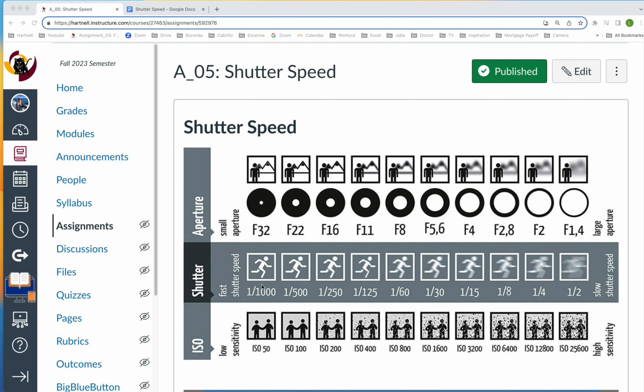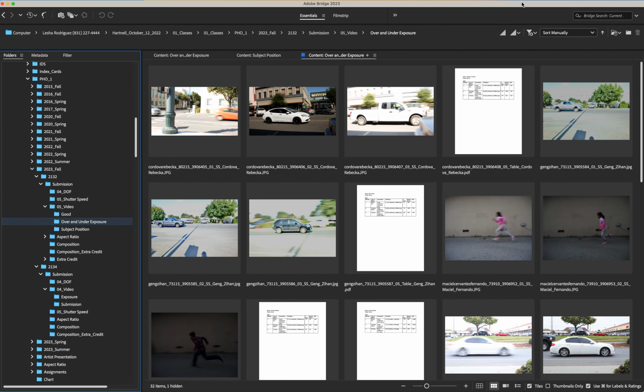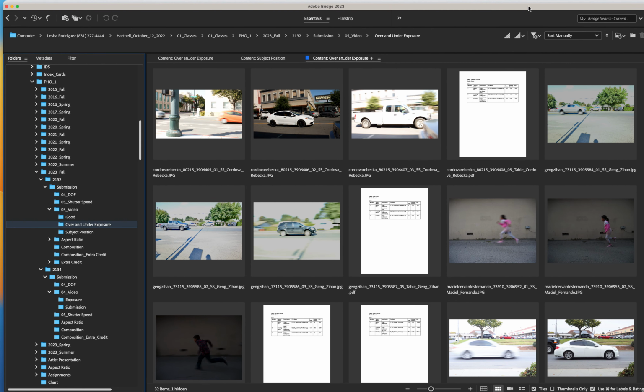Remember, if you want your subject to be nice and sharp, your shutter speed is going to be 1 over 1,000, 1 over 500, 1 over 250, and so on. The more we progress to the right side, the blurrier the subject is going to be. Now we're going to look at problems, mainly over and under exposure.